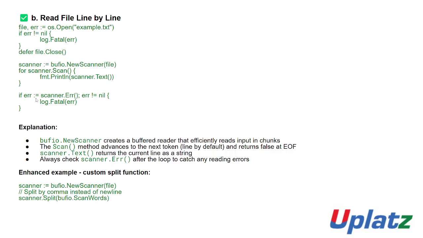if err := scanner.Err(); err != nil, that is the shorthand if you have discussed it. Then log.Fatal(err).